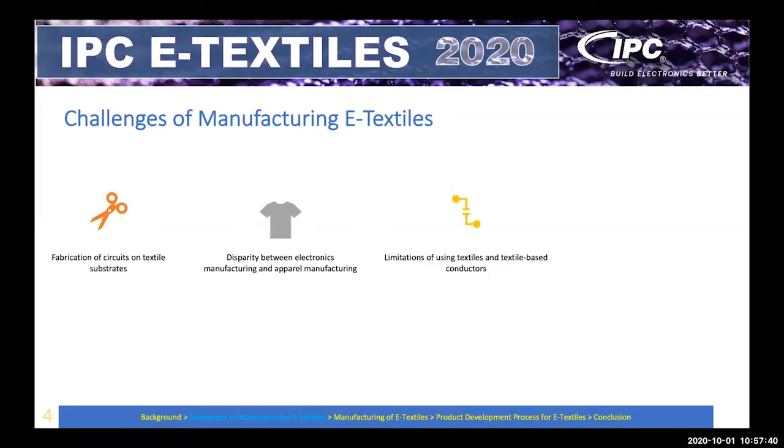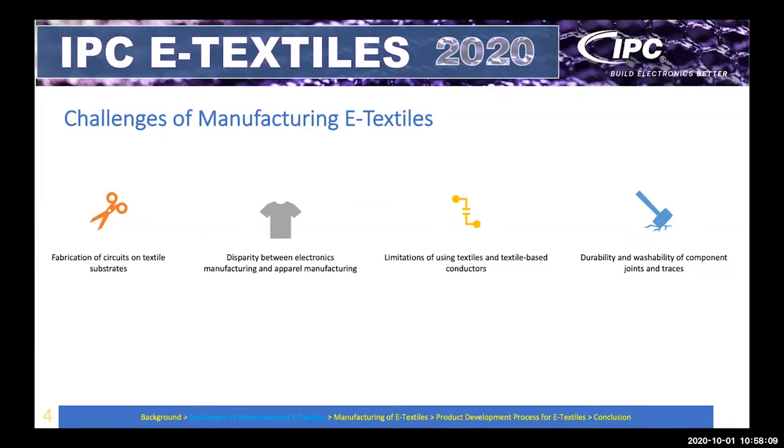Third, there are several limitations of using textile-based components and conductors. There has been a lot of work on developing new e-textile sensors and actuators, and most of the time they're not comparable with traditional electronics in terms of reliability and accuracy. For instance, electronic traces integrated into fabrics typically have higher resistance compared to traces used in PCBs due to the uneven surfaces and skewed shapes of textile conductors.